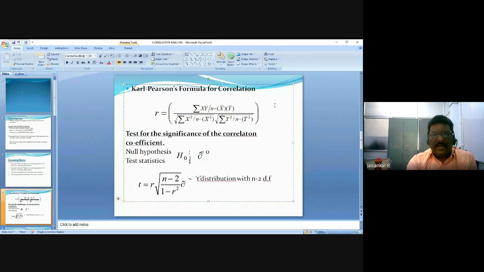Now, this is the formula found by Pearson to find the correlation coefficient. The numerator is called the covariance term. The denominator is called the standard deviation term. Even after we find the correlation, we may test it. That will be discussed when I go to the chapter on testing of significance.